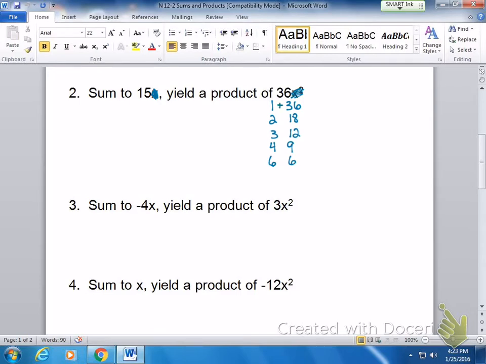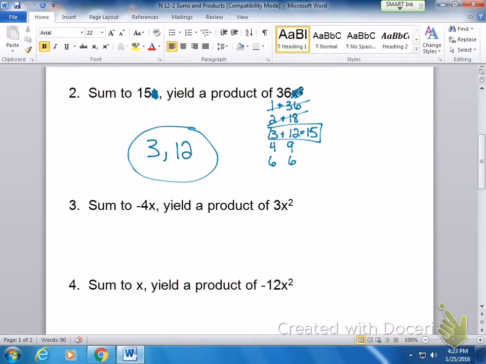Let's see if they add up to give me 15. 1 plus 36 won't work. 2 plus 18 is 20. It won't work. 3 plus 12 is 15. Now we've got our answers, okay? So my answer is 3 and 12. 3 times 12 is 36. 3 plus 12 is 15.